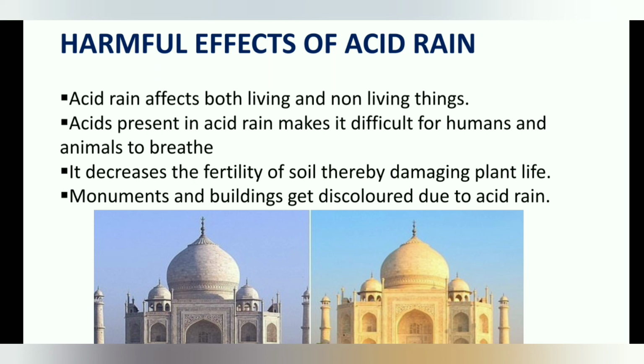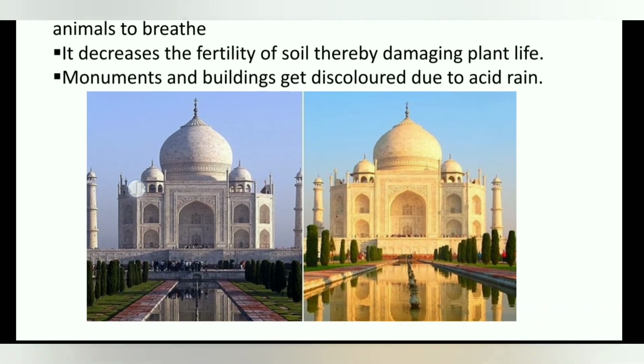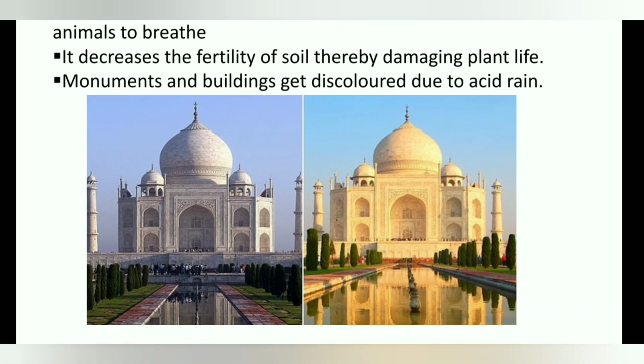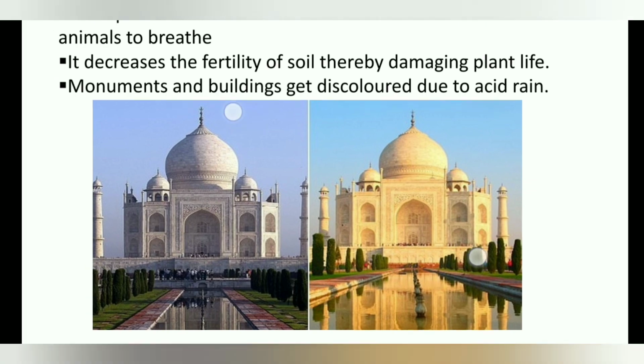For example, monuments and buildings get discolored due to acid rain. See in the picture you can see the Taj Mahal. It is slowly changing its color. That is, it is becoming yellowish due to acid rain. So acid rain is harmful to living as well as non-living things.